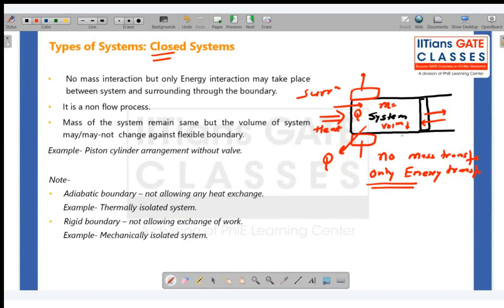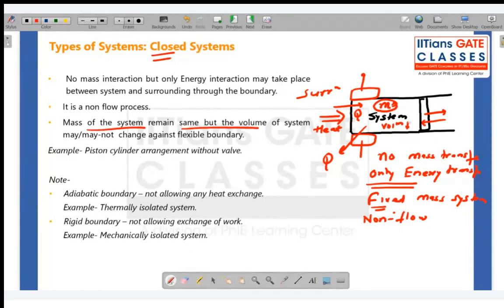No mass transfer. That means if no mass is entering or leaving, it is a fixed mass system, because whatever mass the system has, it is fixed. No mass is entering, no mass is leaving. Okay, this is a fixed mass system. And it is also called a non-flow system. So these are the things that are written here.